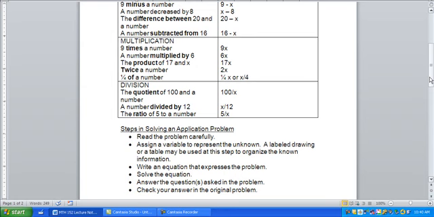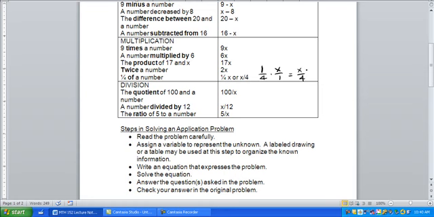1/4 of a number, or any kind of fraction of a number, we multiply the fraction times the number. So 1/4 x or x over 4. Notice the x is treated as x over 1. So 1 over 4 times x over 1 would give us x over 4.